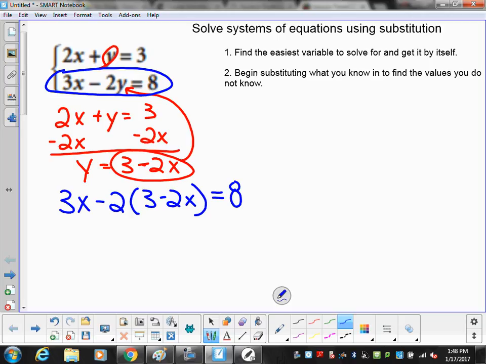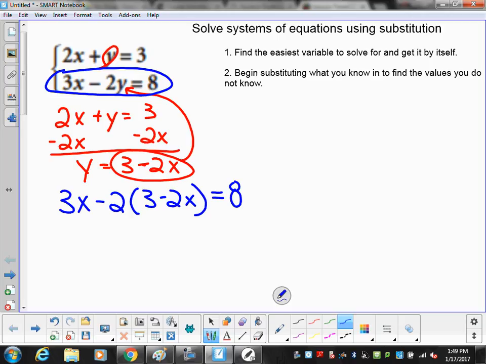The reason why I want to do this is I now have an equation that only has the one variable. It has the x. If I have just one variable, I can solve and find a value for that variable. Unlike here where I solved for y, but it was an expression, not a value. Here I can solve for x and get an actual value.